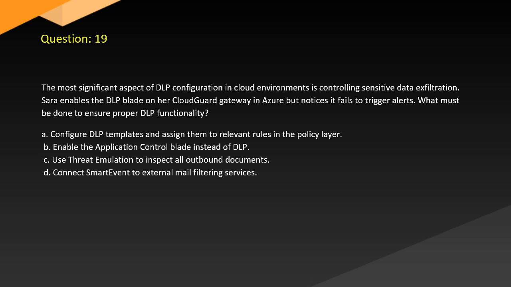Question 19. The most significant aspect of DLP configuration in cloud environments is controlling sensitive data exfiltration. Sarah enables the DLP blade on her CloudGuard gateway in Azure but notices it fails to trigger alerts. What must be done to ensure proper DLP functionality? A. Configure DLP templates and assign them to relevant rules in the policy layer. B. Enable the application control blade instead of DLP. C. Use threat emulation to inspect all outbound documents. D. Connect SmartEvent to external mail filtering services.